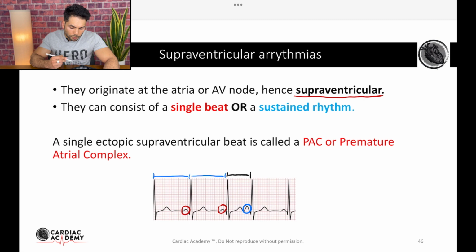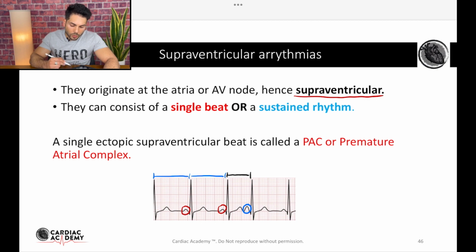So the first two P waves are originating at the level of the SA node, so they share the same morphology and they have their own intrinsic heart rate because they're from the SA node. However, this PAC, this premature atrial complex, is depolarizing the atria, and then that depolarization is conducting through the ventricles, causing a premature contraction. And that's why we see a QRS following that P wave.